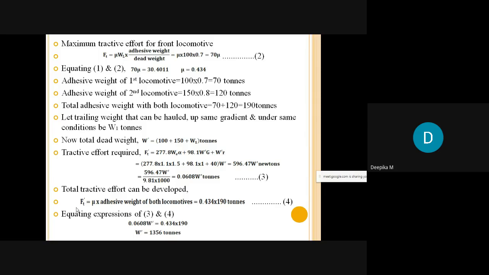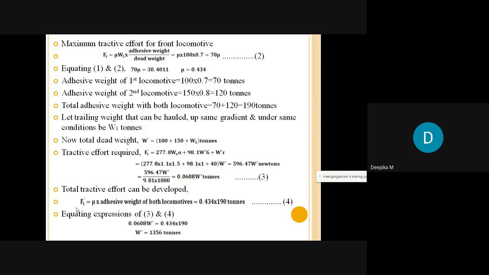So this is how I have calculated the additional trailing weight that can be drawn by the two locomotives. So in the first case I have calculated the additional trailing weight that can be hauled up the same gradient under the same condition. So this is my total trailing weight, or the total weight of the system with the two locomotives. So in the second case, what should I calculate? It is the maximum gradient, trailing hauled load remaining unchanged.